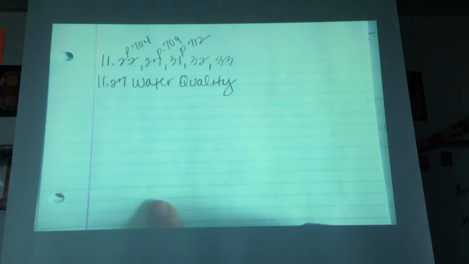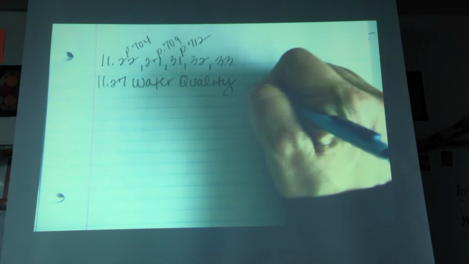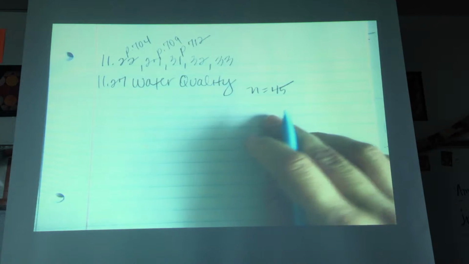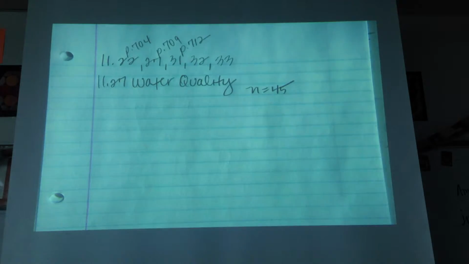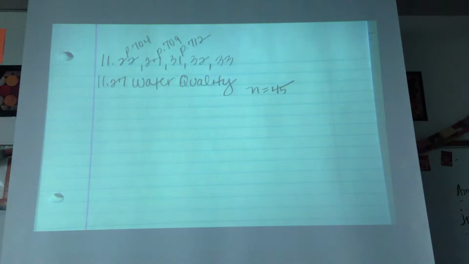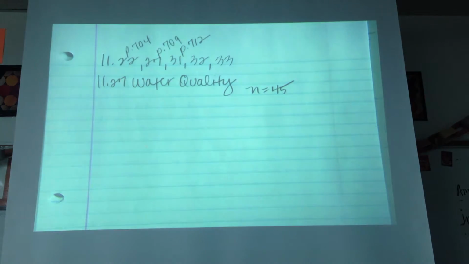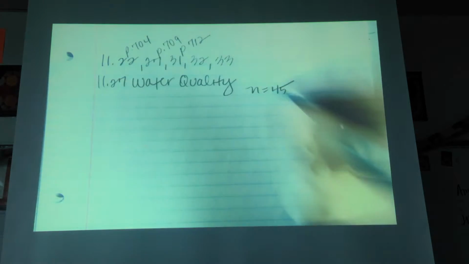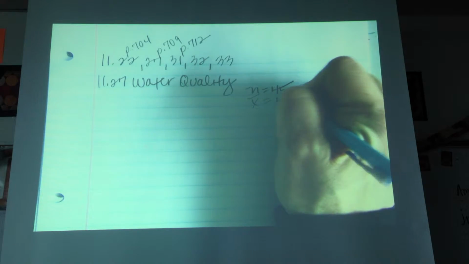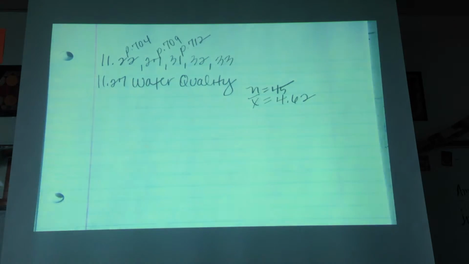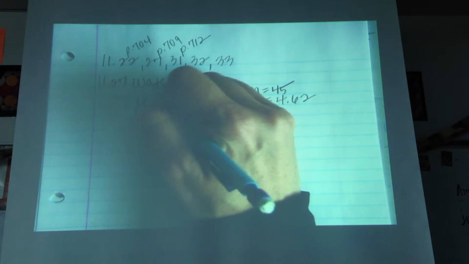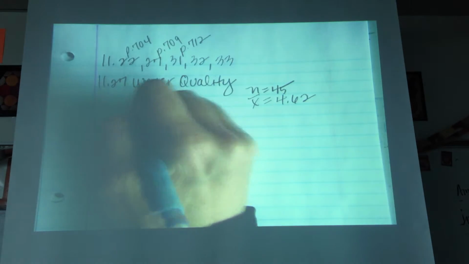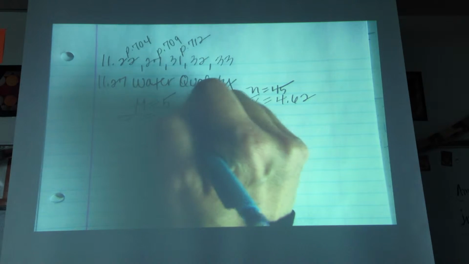We have a sample of size 45. I'll need that later to make an adjustment to my standard deviation. I have a mean from my sample of size 45 resulting in 4.62. I am also told that we expect the level to be at 5 with a standard deviation of 0.92.